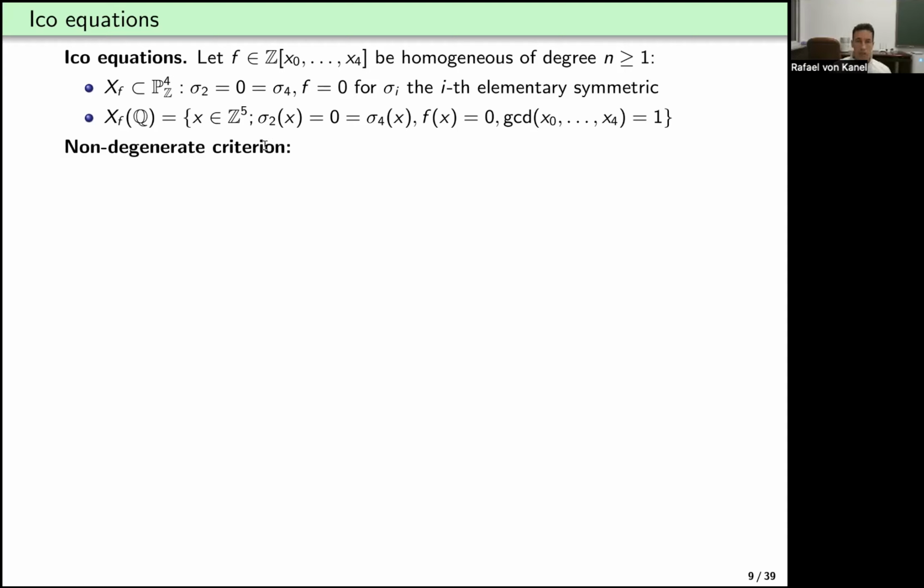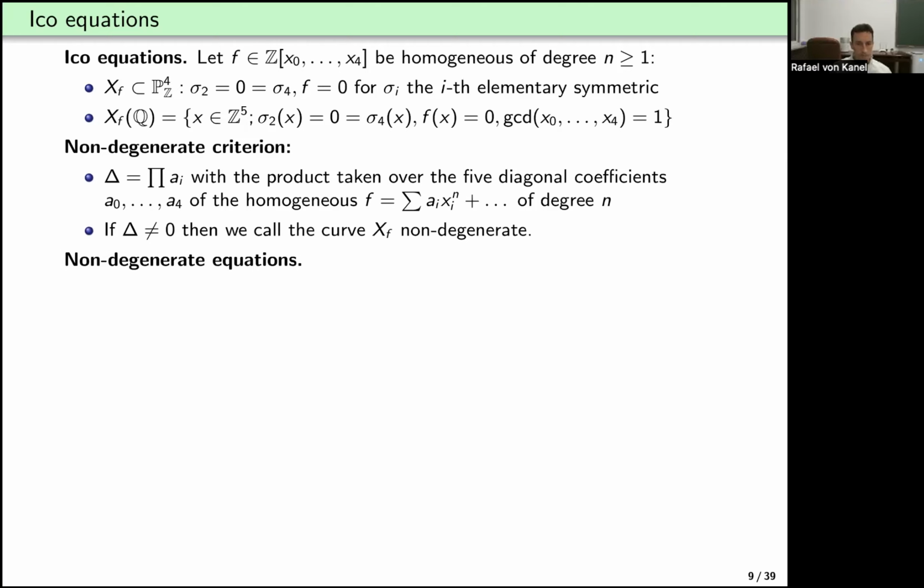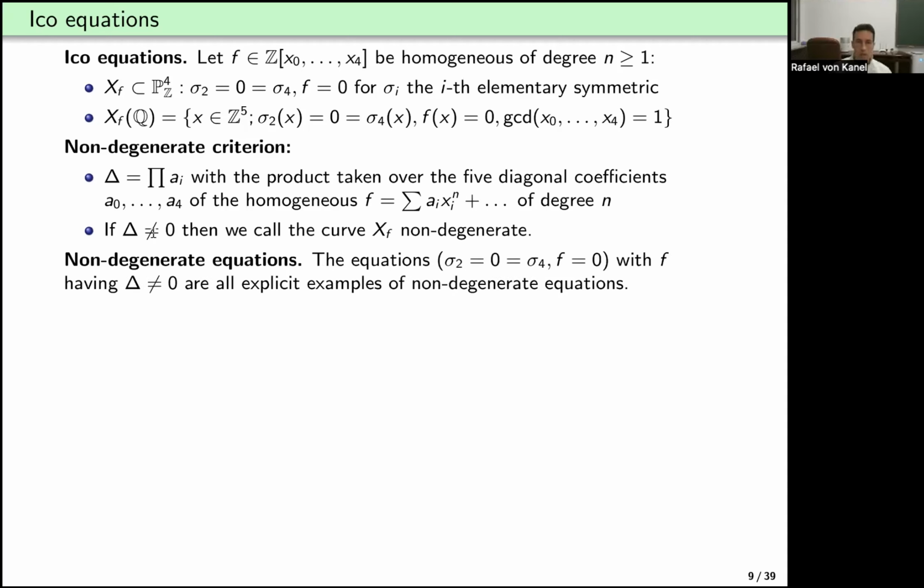And also we then can introduce the following non-degeneracy criterion. So for this, we introduce this discriminant delta, which will be the product of all a_i, where we take the product over all 5 diagonal coefficients, a_0 up to a_4, of this homogeneous polynomial f. So f has degree n, so then we can write it in this form, and then the diagonal coefficient is just the coefficient a_i in front of x_i to the n. And then we call this curve X_f non-degenerate if this delta here is non-zero. And then the relation to non-degenerate equations is as follows.